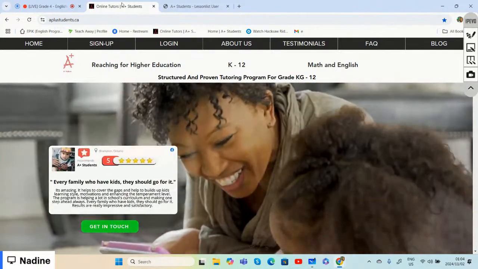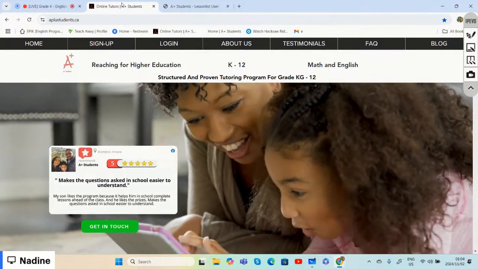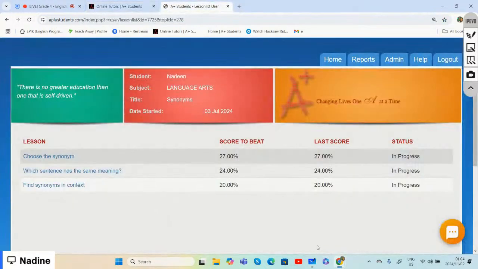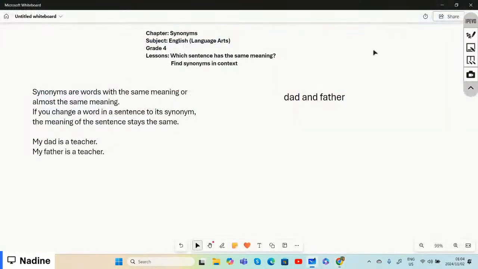In the lessons that we are going to be focusing on under the chapter of synonyms, we're going to say which sentence has the same meaning, and we're going to find synonyms in context. So our chapter is synonyms, our subject is English language arts, we're doing grade 4, and the lessons are which sentence has the same meaning and find synonyms in context.